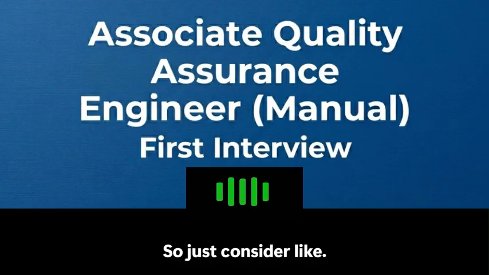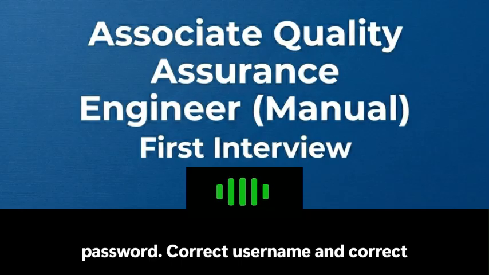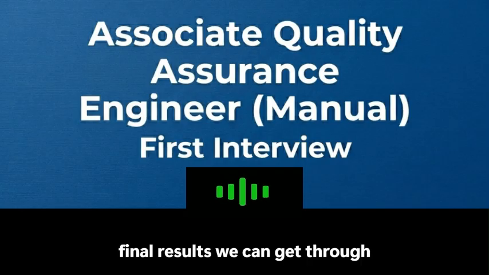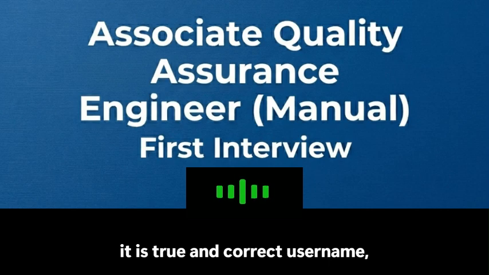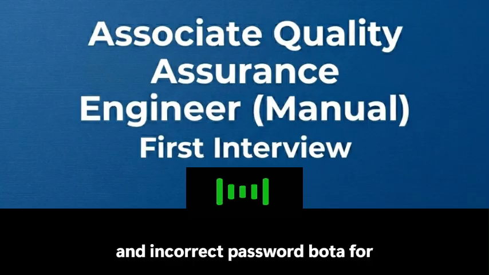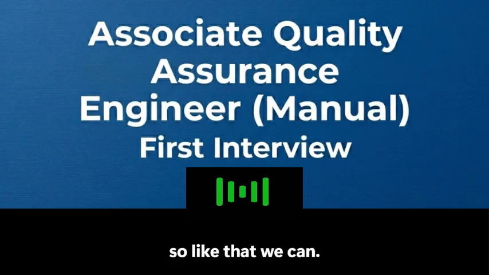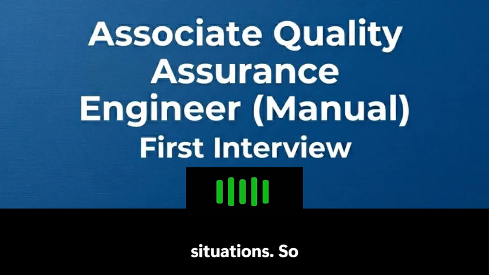So consider a correct username and correct password, both are true, and the final result is true, so the user can log in. Correct username with wrong password is false. Correct password with the wrong username is false also. Incorrect username and incorrect password, both are false. So like that we can apply the decision table technique in this kind of situation.